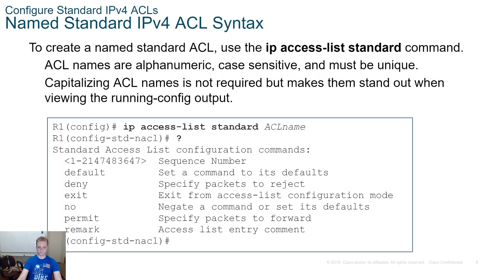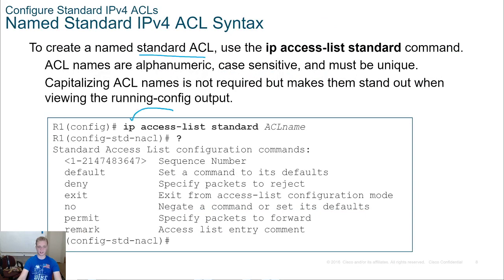So, if we want to name our ACL, we have to append this IP in front of the access list command. So keep that in mind. That's why we didn't have the option when we typed in access list question mark for a named ACL. So they are alphanumeric, which means we can use letters and numbers. They are case sensitive, which means if we use a capital, we have to be consistent, and they must be unique, of course.